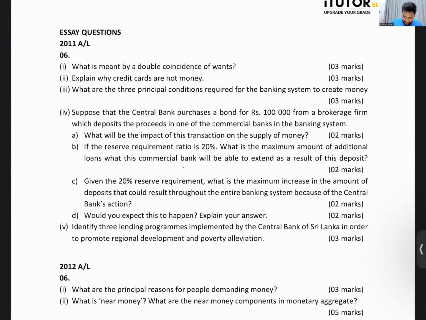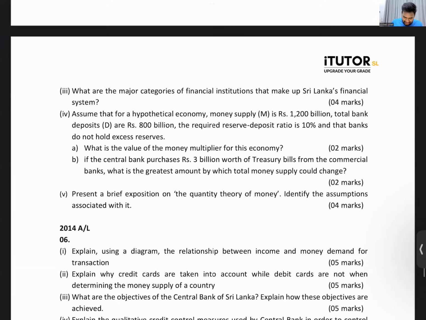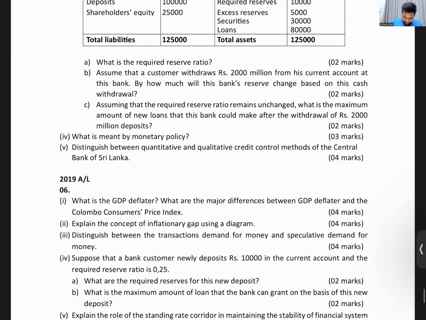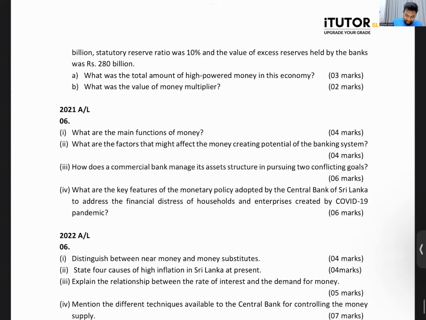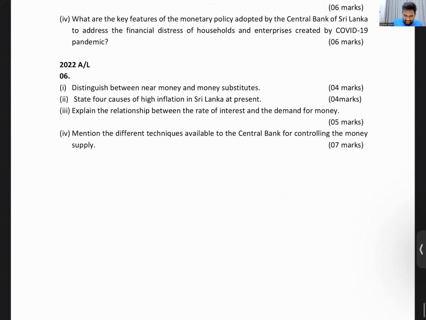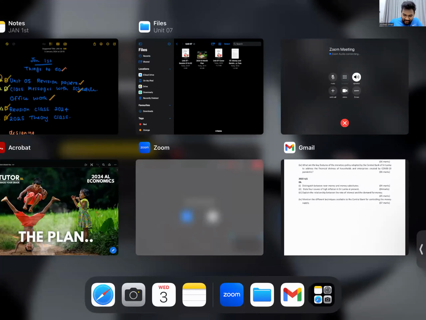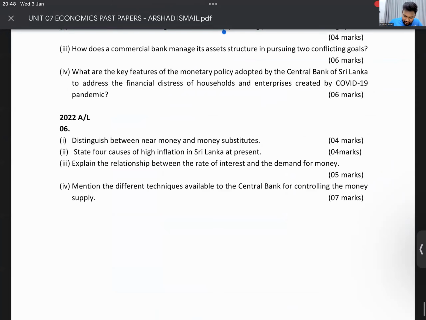Money, double coincidence. Can't find that question, but it's there somewhere. If I find it, I will let you know. Here, functions of money. That is the next part that we will learn. I can't find that easy question. I think it's an older one, not 2000 here. Hold on, where is my tute?